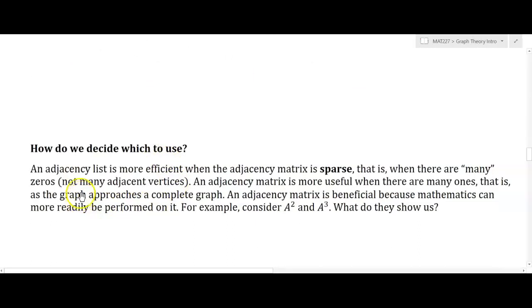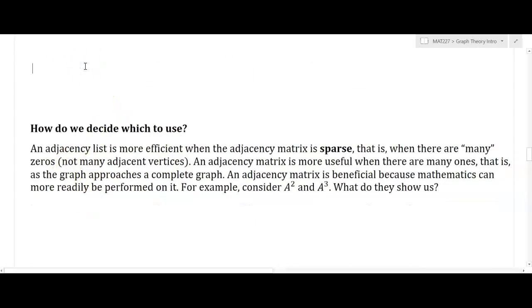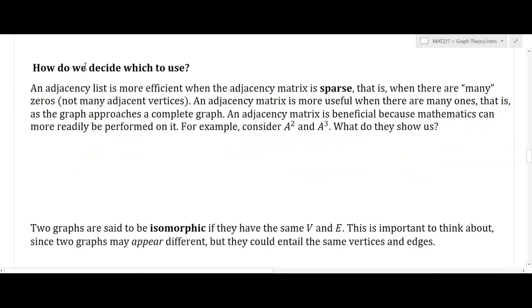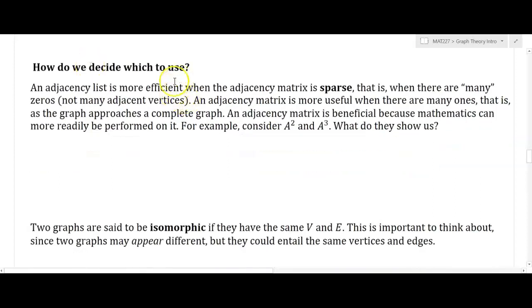Which one do we list? Well, usually an adjacency list is more efficient when the adjacency matrix is sparse. That is, when there are many zeros, meaning that there are not many adjacent vertices. So you may encounter this in certain groups or organizations across the world where maybe the leaders are connected, but everybody's connected to a leader, but not all of the participants of that connection are related to one another.